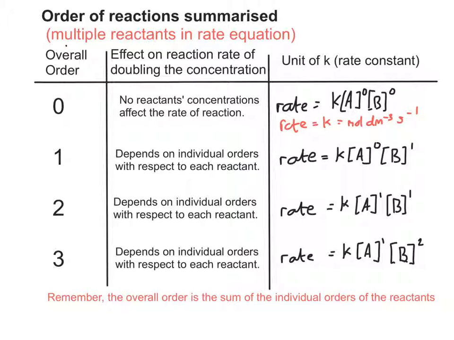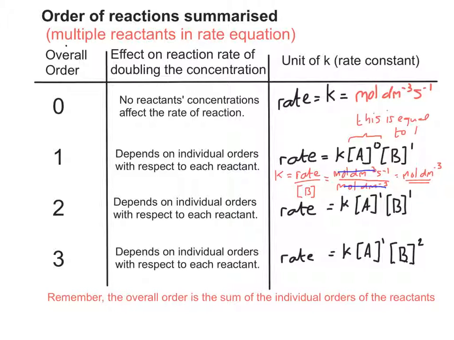So just to remind you, the overall order is always the sum of the individual orders of the reactants. So if we take a moment to have a look at that, in the rate equations on the right, if you add up the individual orders, the powers to which the concentrations are raised, in each case it should equal the overall order on the left hand side. So with the first one, it's no surprise, K equals rate divided by the concentration of B. Remembering that the concentration of A raised to the power of 0 is like anything raised to the power of 0, in other words, it's equal to 1.